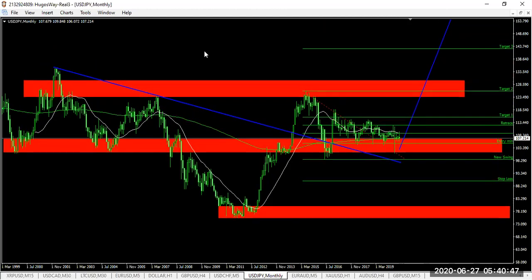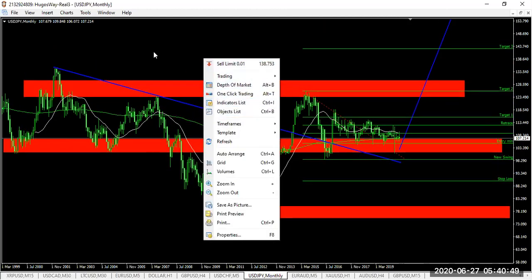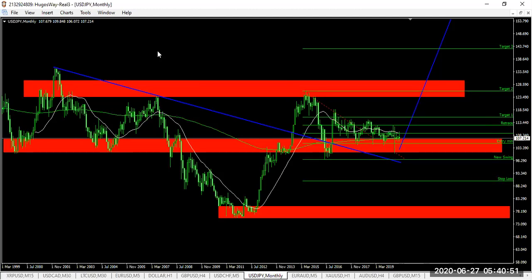All right. Now, this is again the bigger picture. This is the monthly time frame. So again, this is just a long-term analysis. You first want to find the bigger picture before you even consider entering the market.